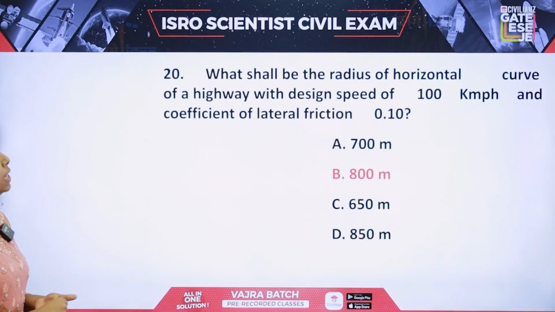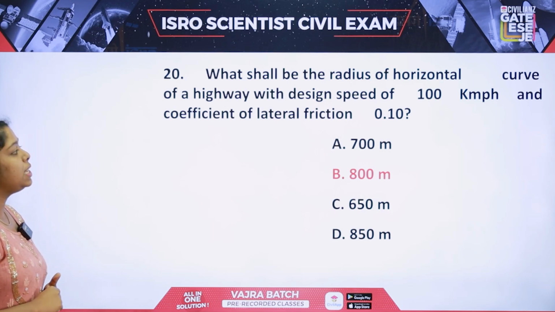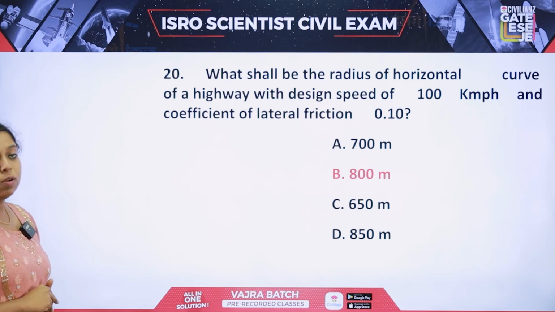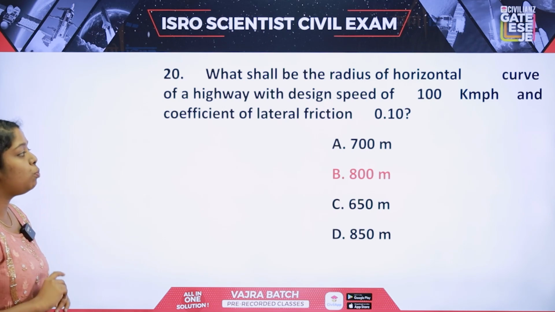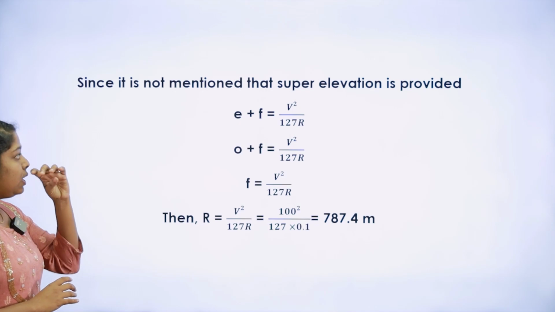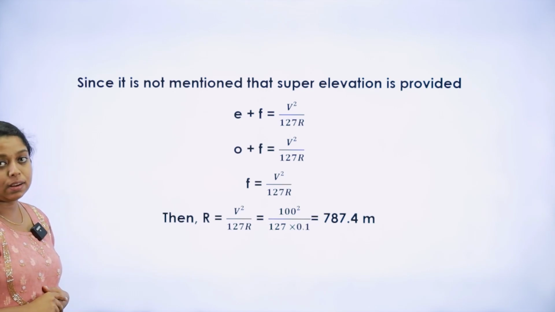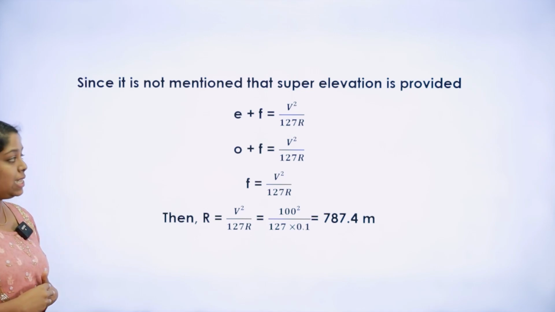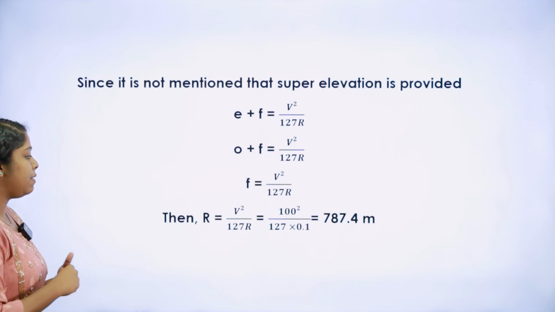Now moving on to the 20th question. 20th question is from transportation. So what shall be the radius of horizontal curve of a highway with design speed of 100 km per hour? So V is given as 100 km per hour and the coefficient of lateral friction F is given as 0.10. We know that the equation is E plus F is equal to V square by 127R. Here the super elevation is not mentioned, so we will take E as 0. So we will obtain F is equal to V square by 127R.